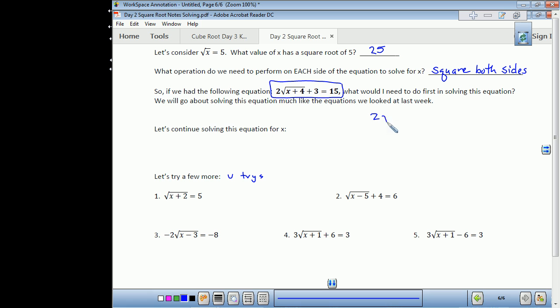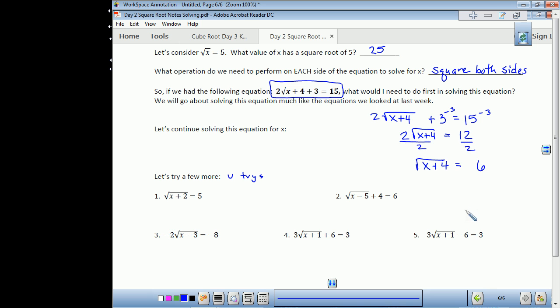Okay? So here we have 2 times the square root of x plus 4 plus 3 equals 15. So we have to get the radical part by itself. To get the radical part by itself, the first thing you would do is subtract 3 from both sides. And you have 2 times the square root of x plus 4. And then we would divide by 2. So now we have the radical isolated. And that is our goal every time, to isolate the radical.